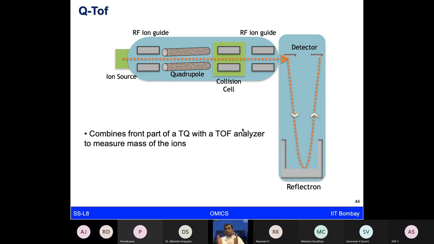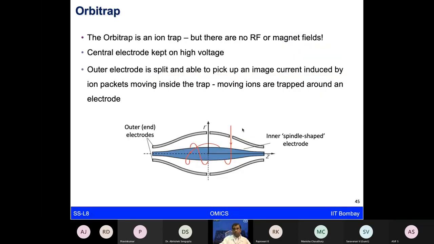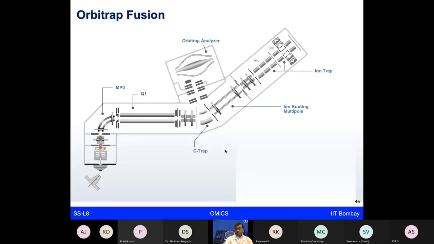So you don't want to lose them. You want to read as many as possible, and that's where your resolution and your sensitivity are going to be determined. One more recent addition to this type of mass analyzers is the Orbitrap, which has really high resolution. It is based on the ion trap principle, which takes some of the ions in a trapping field and separates them in the Orbitrap.